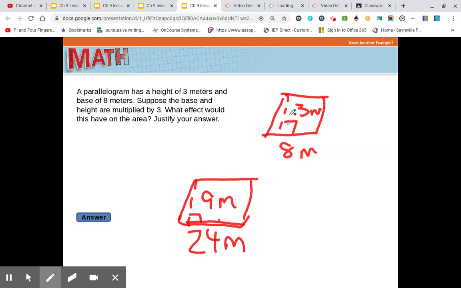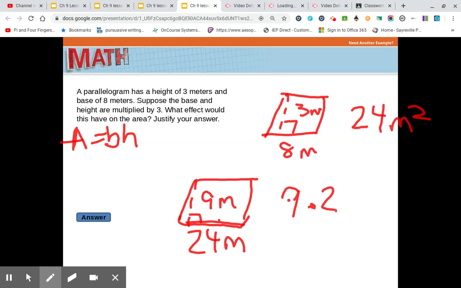So now we have to find the area. The area of a parallelogram is just base times height. So this is 8 times 3, so this area would be 24 square meters. And this would be 9 times 24, which is, sorry, that's my daughter, 216 square meters would be that.